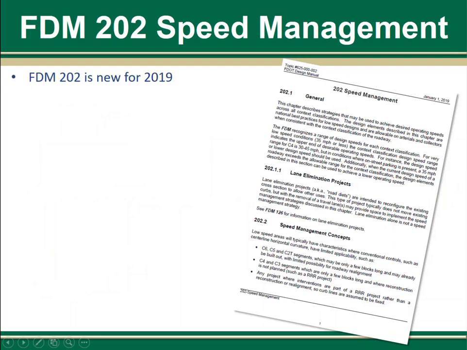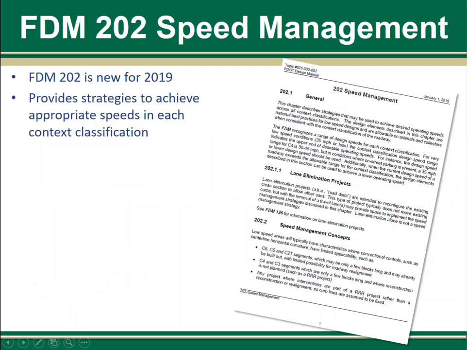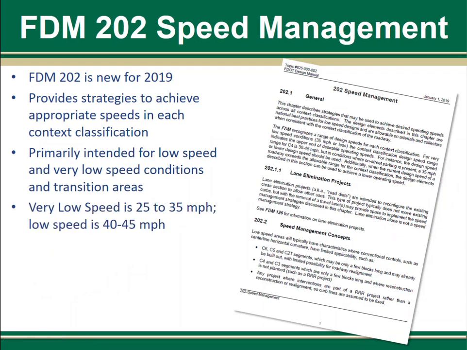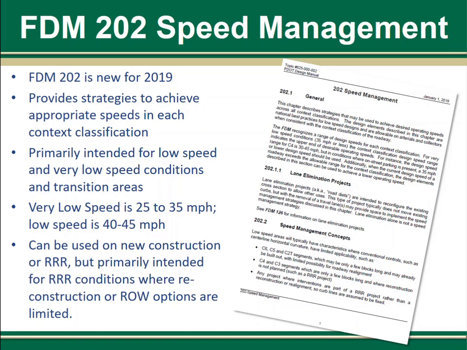FDM 202 is new for 2019. It provides strategies to achieve appropriate speeds in each context classification. FDM 202 is primarily intended for low speed and very low speed conditions and transition areas. Very low speed is 25 to 35 miles an hour on the state highway system. Low speed is 40 to 45 miles an hour. These strategies can be used on new construction or 3R, but they are primarily intended for 3R conditions where reconstruction or right-of-way options are limited.